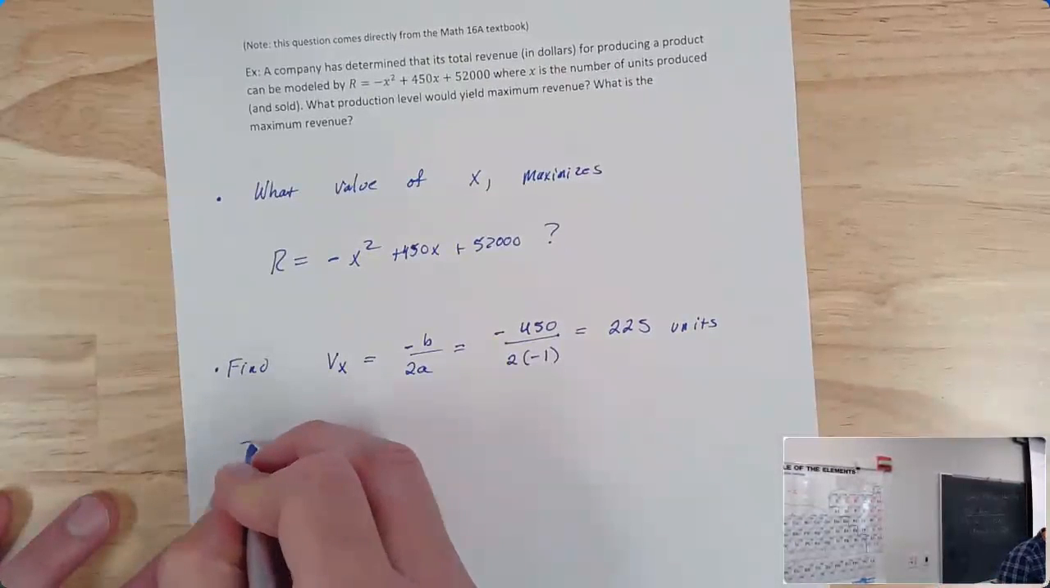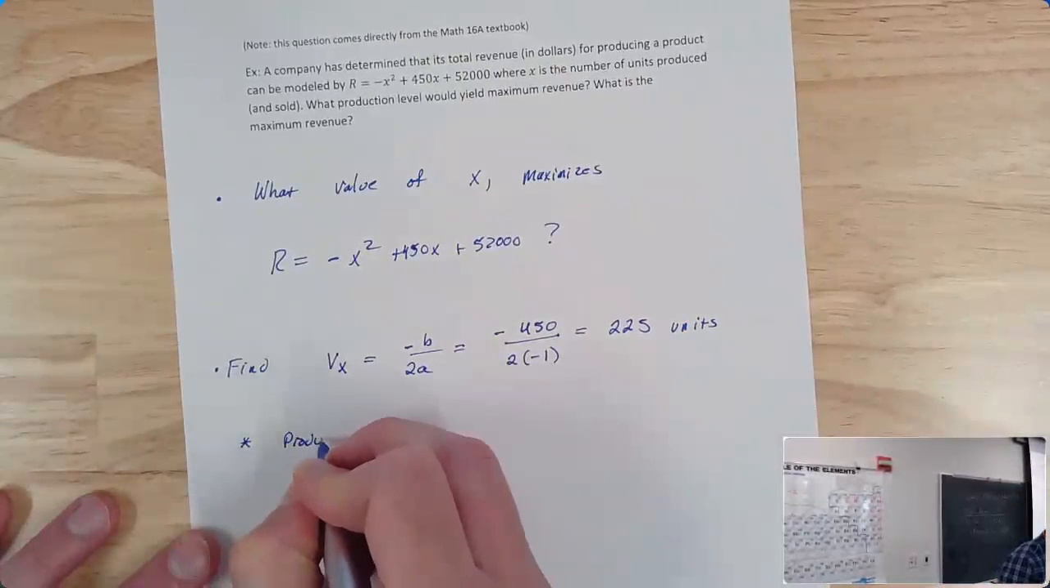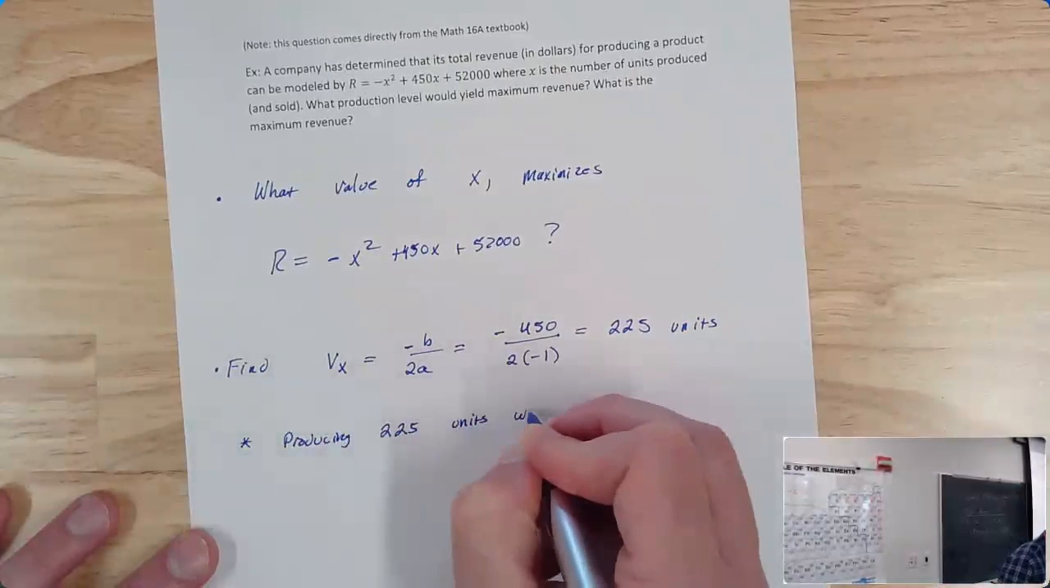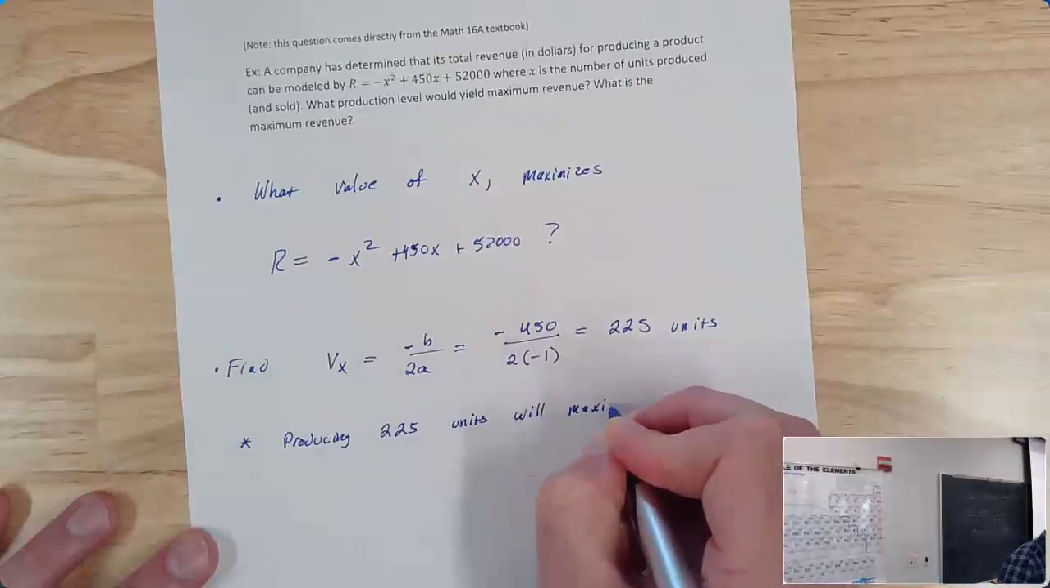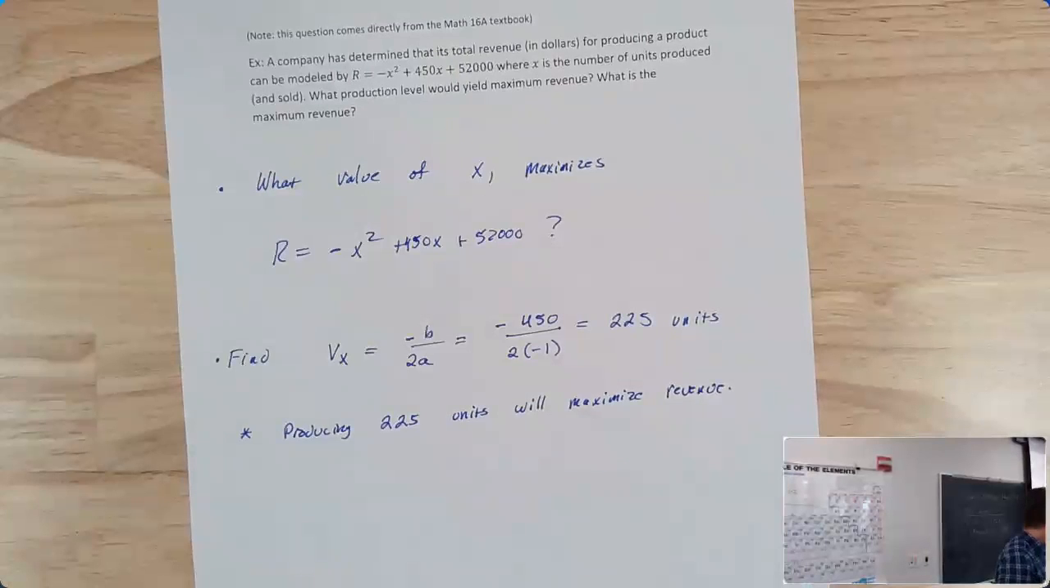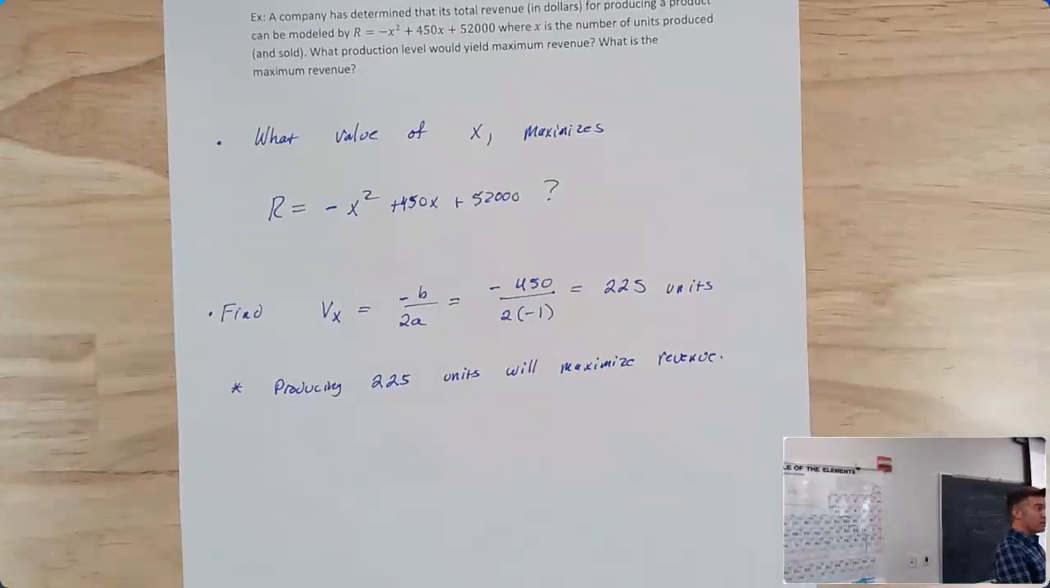So what we can say so far is producing 225 units will maximize the revenue. It's not telling us what the maximum revenue is, but it is telling us that if that's the value we plug in, that will give us the maximum revenue value. We're also being asked to find the maximum revenue value, so we are going to plug in. It's not going to be pretty. We're going to plug in 225 to this less than nice parabola, right? The numbers are kind of big, but we can handle it.